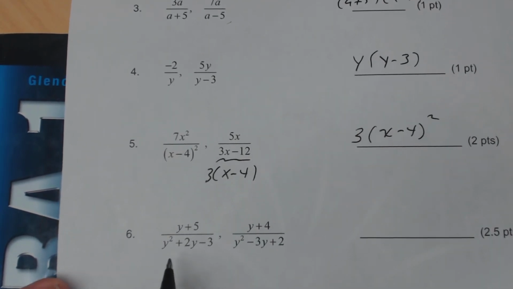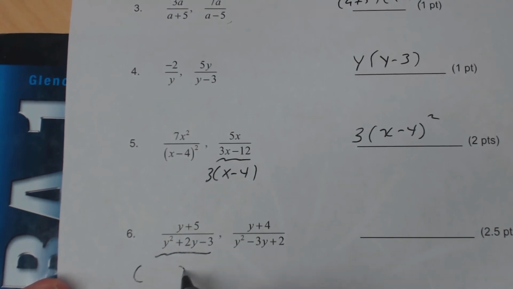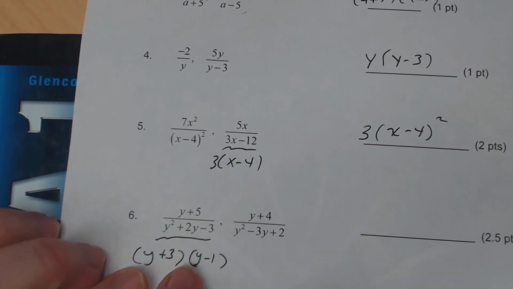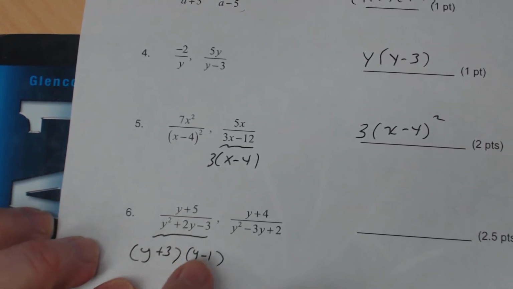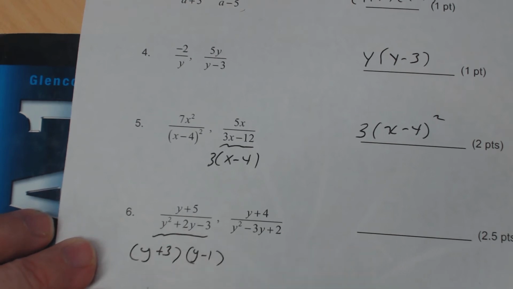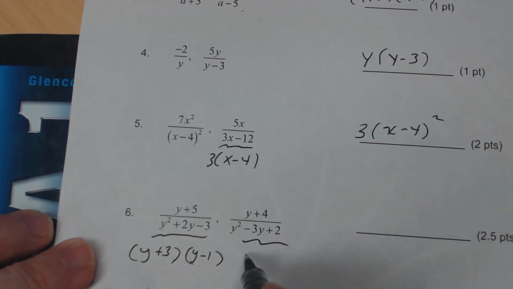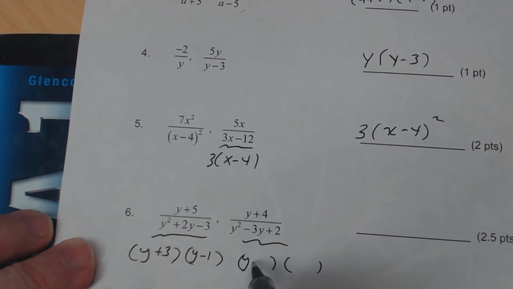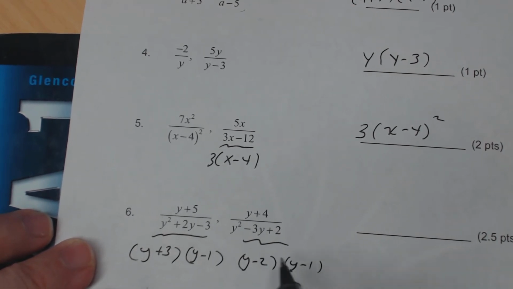Okay, now in this one, you're going to have to first of all factor your denominators. When I factor this, I'm going to get y plus 3 times y minus 1. Again, always check yourself. y times y is y squared. 3 times a negative 1 is a negative 3. The outer is a negative y. The inner is a positive 3y. When I add them up, I do get 2y. And over here, I'm going to get y minus 2 times y minus 1. And again, always check your work. If you FOIL this out, you will get this back.